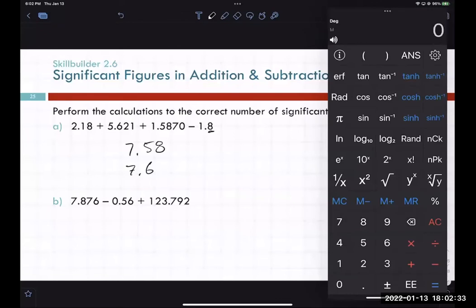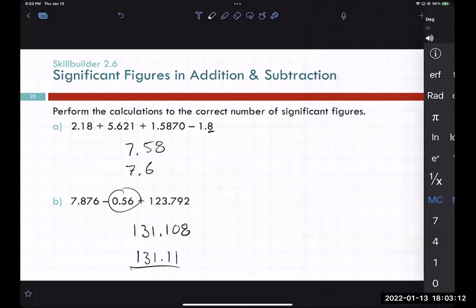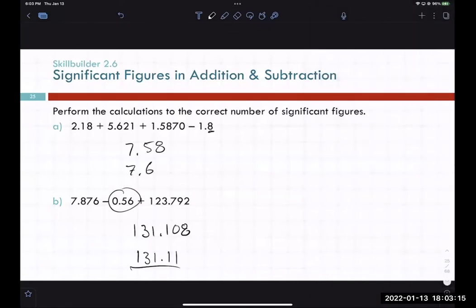So again, for this next one, it's our smallest number of decimal places. 131.11. So even though we had one of these that just has 2 sig figs, we do end up with 5 sig figs after that calculation. Any questions, addition, subtraction?